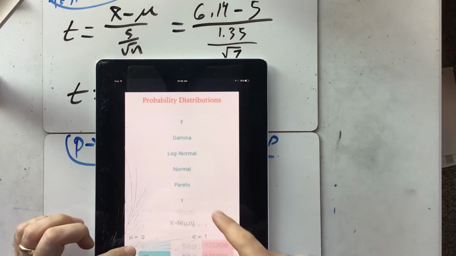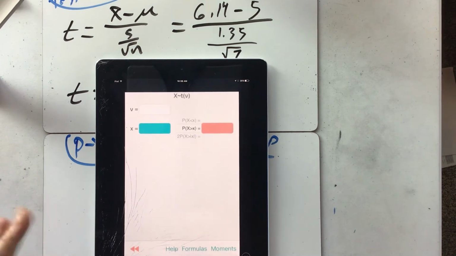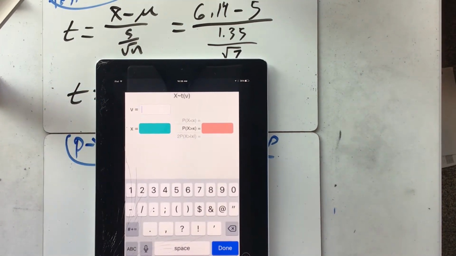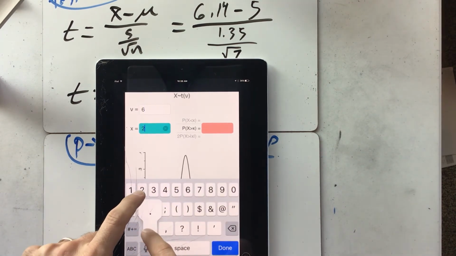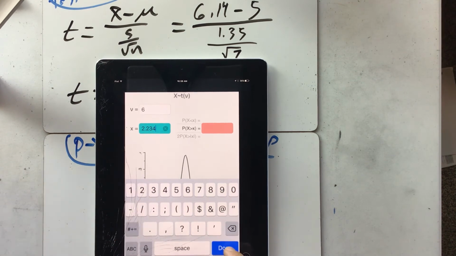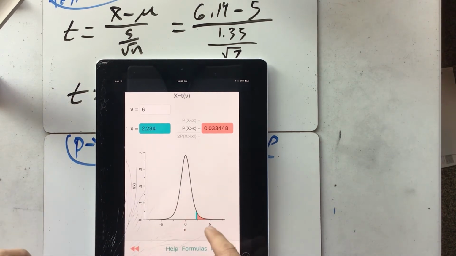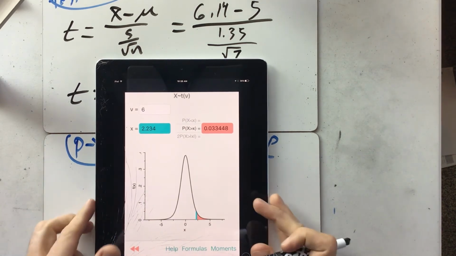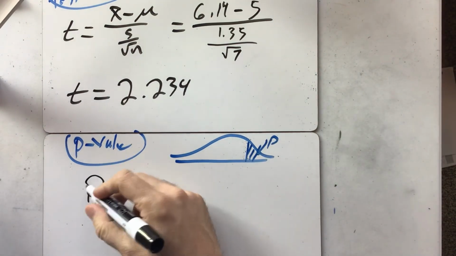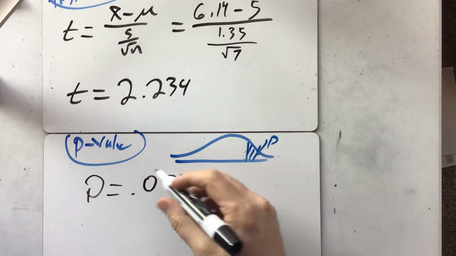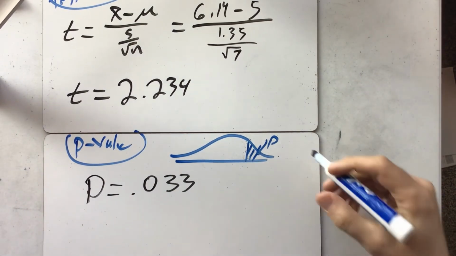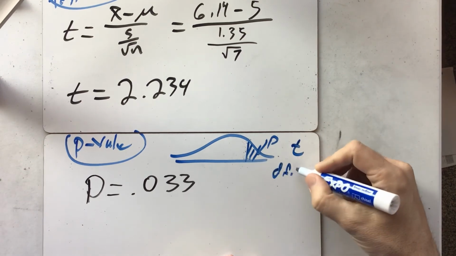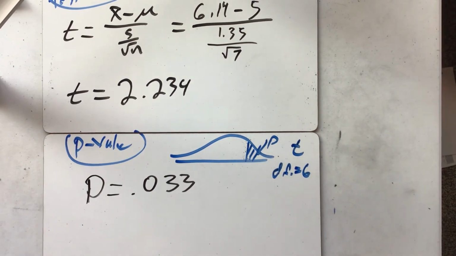Notice I'm on my normal. I want to switch it, so I want my t distribution. My degrees of freedom are 7 minus 1, so my degrees of freedom are 6. I'm now going to put my 2.234 right here and hit enter. Let's check my picture. Oh, good, so it is shading the correct side. It all looks really good. And so 0.033 is what I've got for my p-value. So notice I used my t distribution over here, and I used degrees of freedom equal to 6. So this is my p-value.